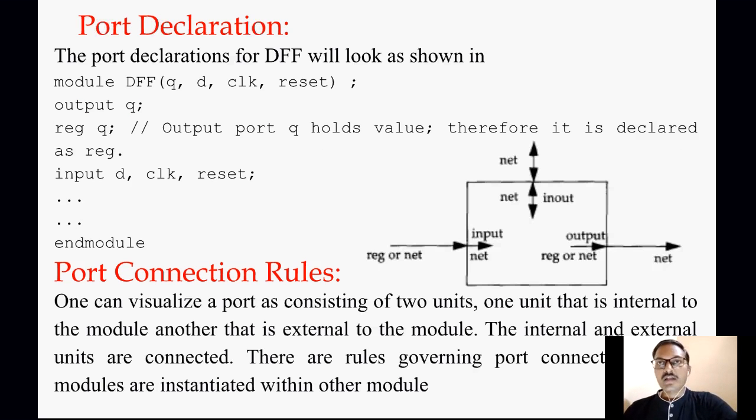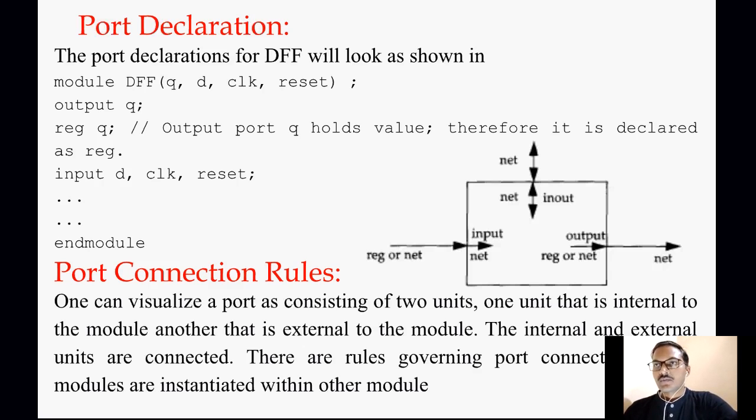Now let's see the port example, the port declaration for the D flip-flop. Module is the keyword, then dff is the module name, then in brackets q comma d comma clk comma reset, bracket complete, semicolon. Okay, so this is the port list.